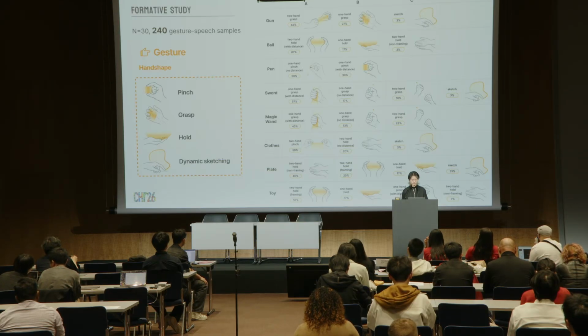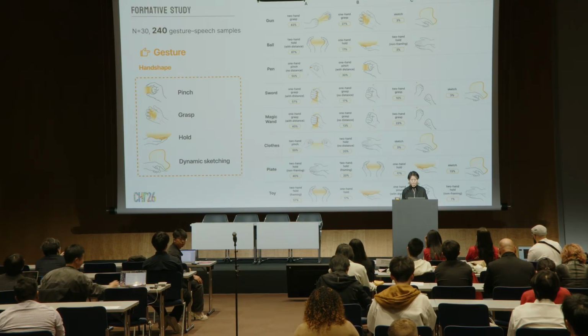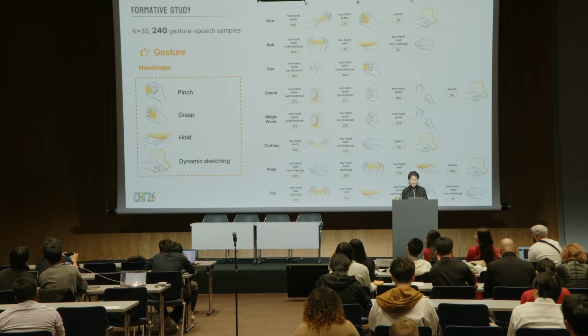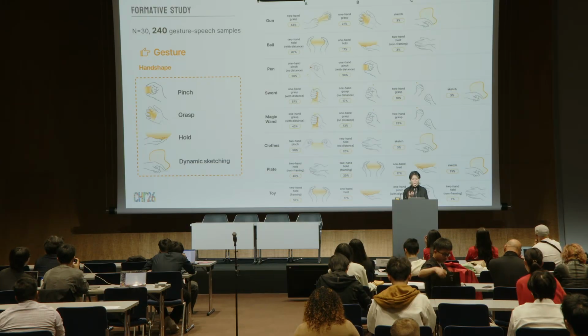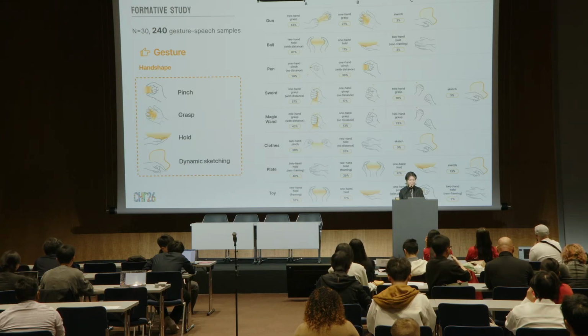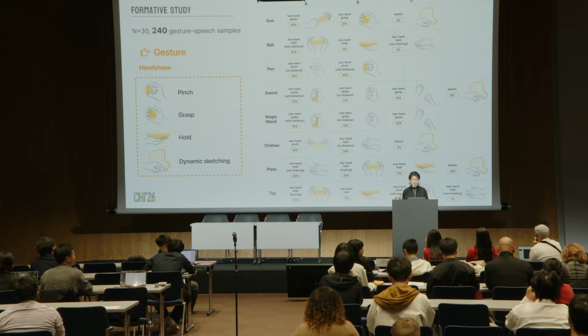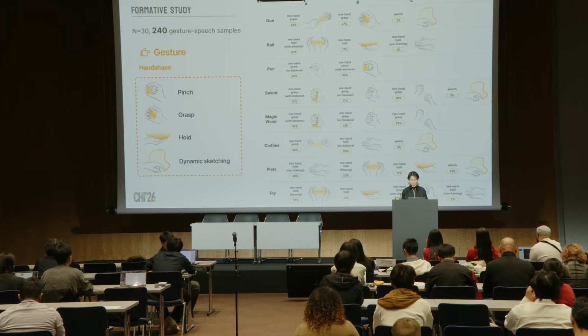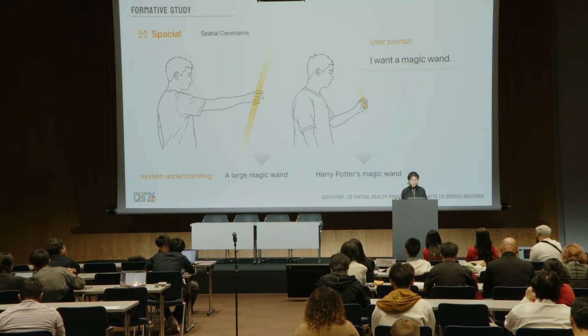First, we found that users consistently rely on a small set of gestures to express spatial structure across different objects. In particular, there are 4 main types: pinch, grasp, hold, and sketching. The first 3 are already widely recognized in previous gesture research. Sketching gestures emerged in our study as a distinct and important category, used when users want to outline a specific shape directly in space. We also observed a body-centered pattern.